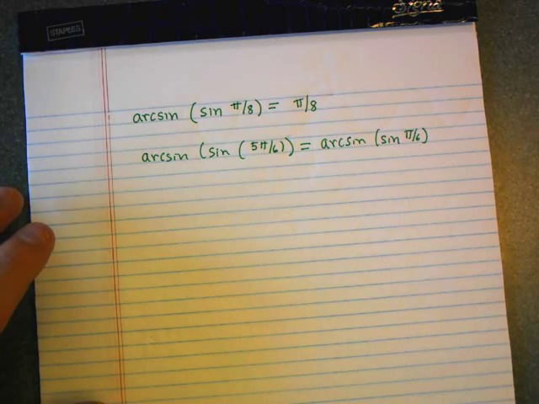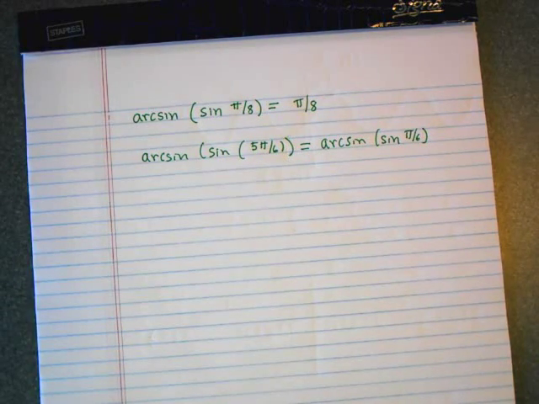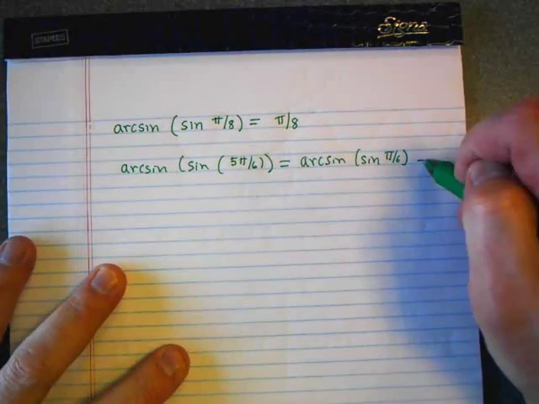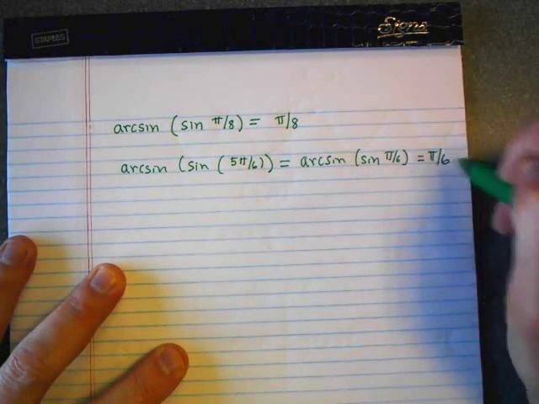So you've got to watch out for that. Sometimes you're not given angles in the right zone. When the angles are not in the right zone, you've got to fix them and put them in the right zone. 5 pi over 6 is not in the right area. It's not between minus pi over 2 and pi over 2. I have to rewrite it. So the answer is pi over 6.